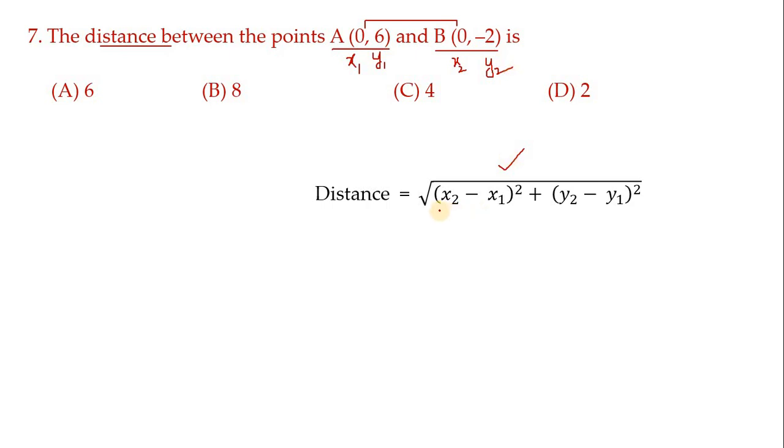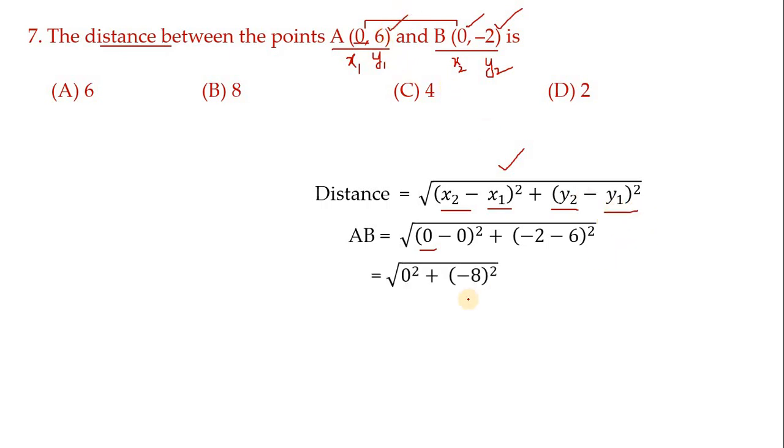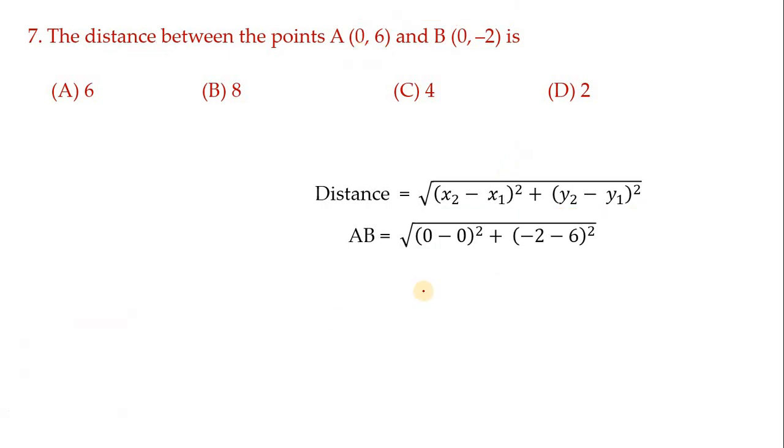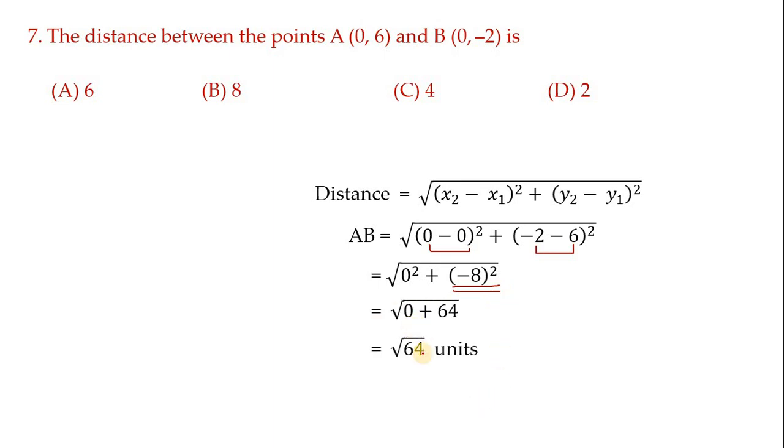Substitute the values now. So x2 is 0, and x1 also 0. y2 is minus 2, and y1 is 6. Substituted, and let us simplify this one now, children. So 0 minus 0 means 0 only. Minus 2 minus 6 is minus 8. So now minus 8 whole square means how much? Minus 8 into minus 8 gives plus 64. So 0 plus 64 is 64 units. 64 has an exact root, that is 8. Hence the correct option is B.